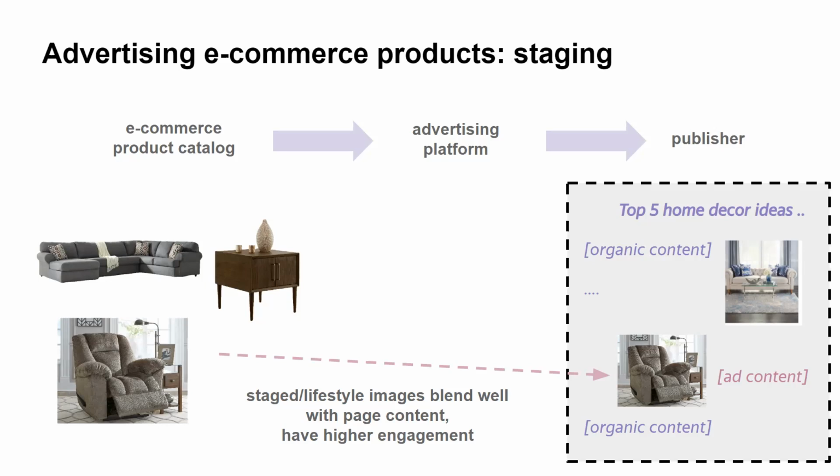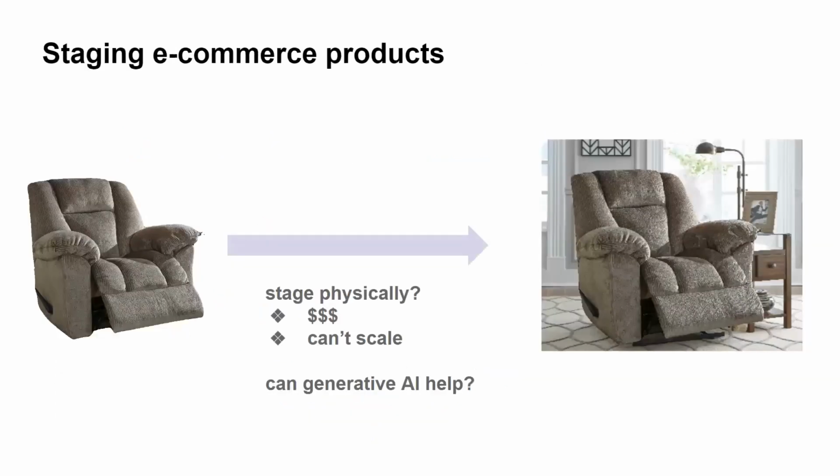So with that value of a staged background in mind, let's see what the challenge is in scaling it to all the products in an e-commerce vendor's catalog. It is expensive to first of all stage these products physically, and secondly it's a time-taking process, and scaling it to a million or even a few thousand products might be time consuming. So at this point we thought, how can generative AI help? Can we even generate the background around this product and help the e-commerce vendor scale?